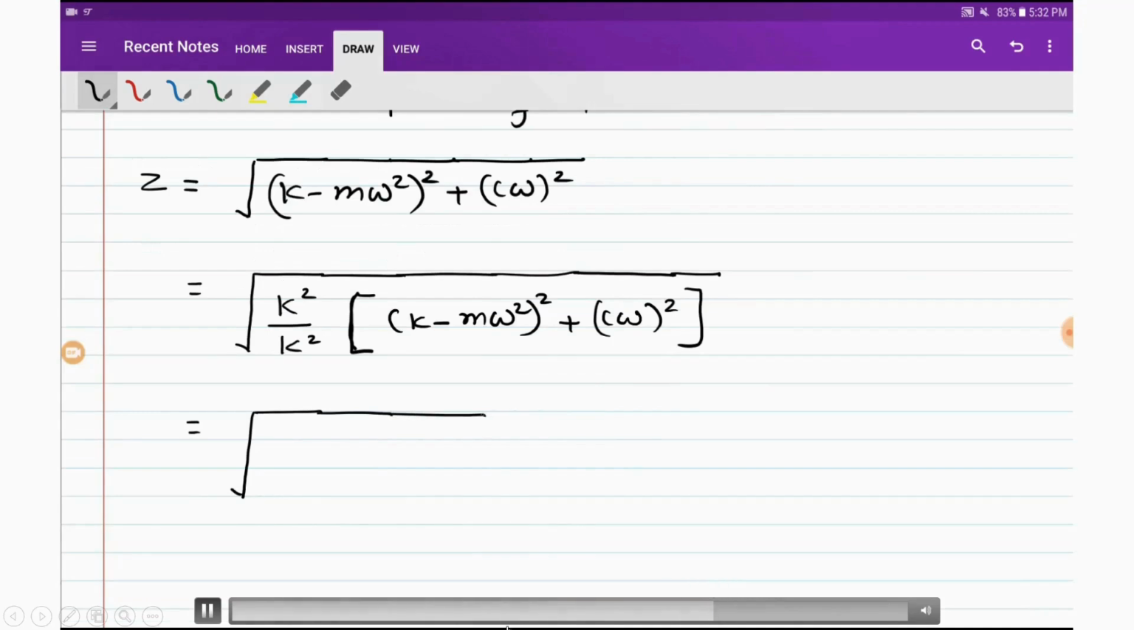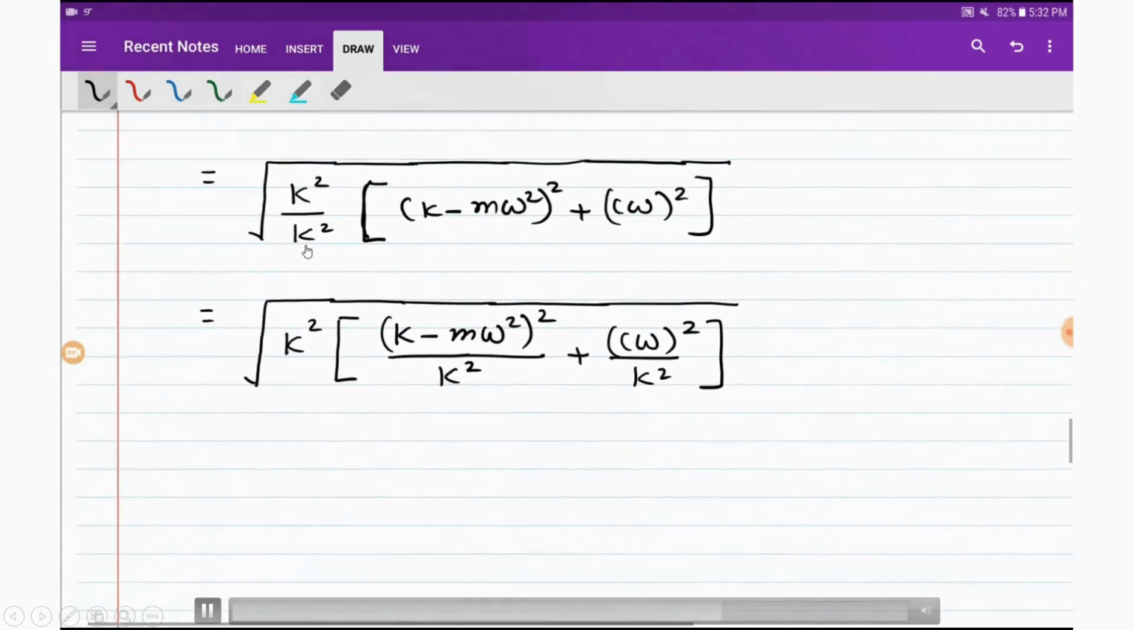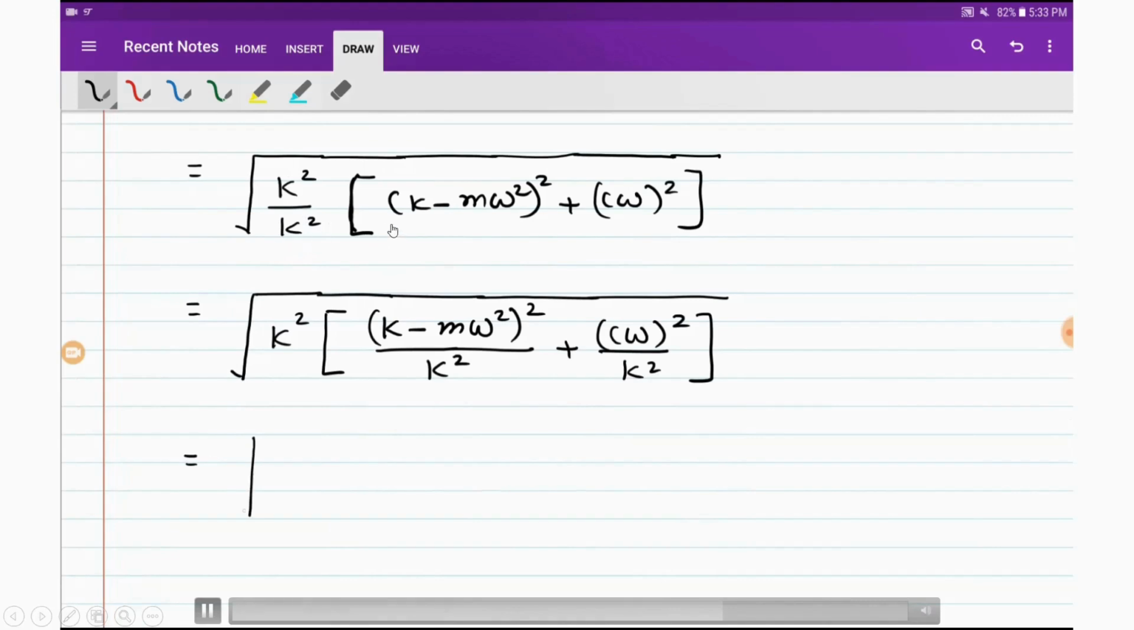Now consider the expression for z again. So it is square root of k minus m omega square plus c omega bracket square, multiplied by k square and divided by k square. So this is now a very important term. This k square which is there in multiplication, we will keep as it is, but the division by k square, that term we will take inside. So it is k minus m omega square divided by k square plus c omega square divided by k square. So this k square which is there in the denominator, we have divided over here to both these terms.